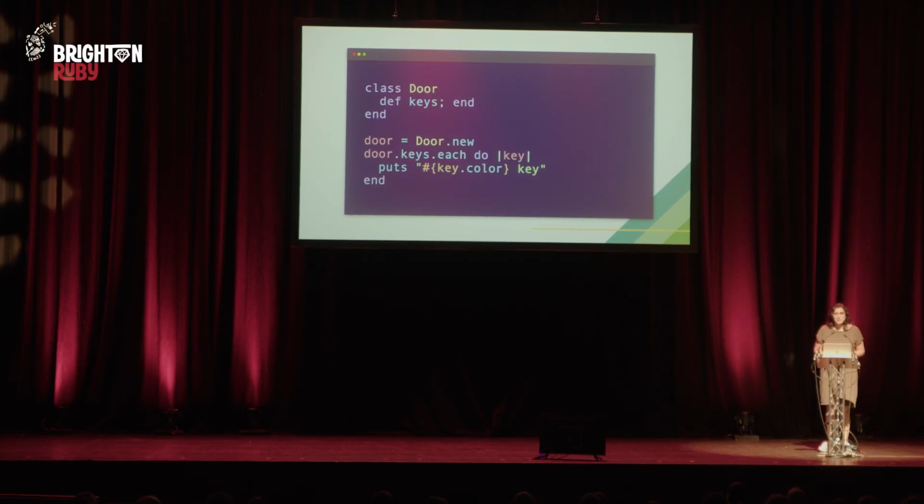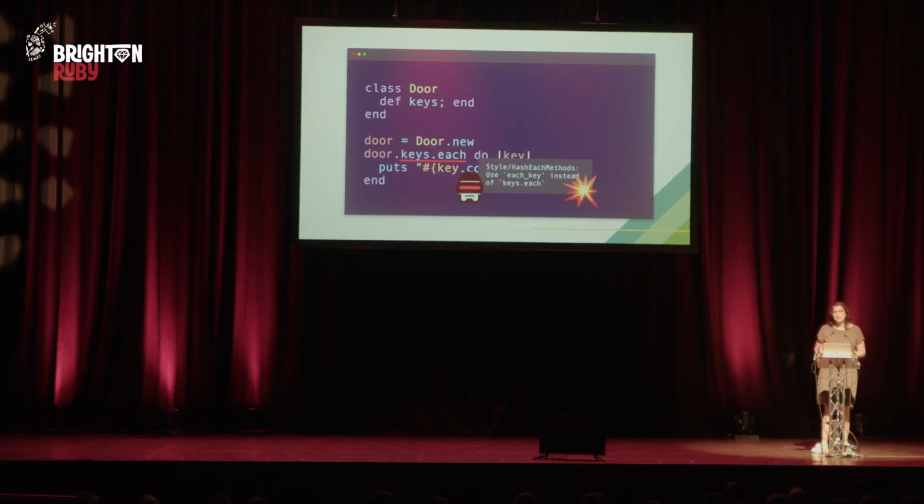However, let's look at a different example. Let's say I create a class that represents a door, and I add an instance method that returns a list of the door's keys. Then I create a door object and iterate through all the keys belonging to that door. Rubocop is going to give me the same suggestion here, to use the each_key method instead of calling .keys.each. Do we see a problem here? This is going to cause an exception in my code because the door class does not have an each_key method. So why would Rubocop give me a suggestion that would break my code? That's so rude.